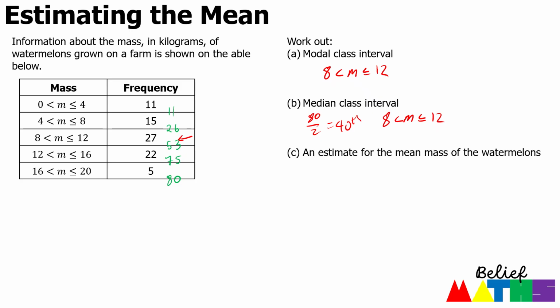And that's often the case in these questions. The mode and the modal class and the median class will be the same. It's not always the case, but it does happen quite often. The last question asks then to estimate the mean mass of the watermelons.